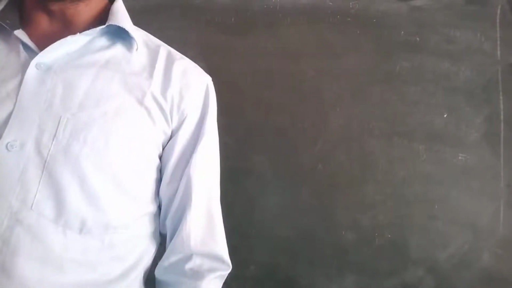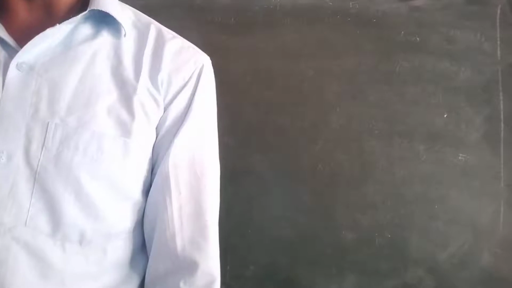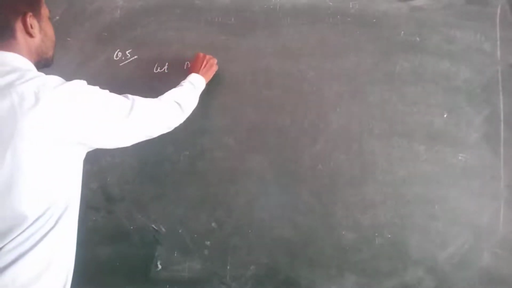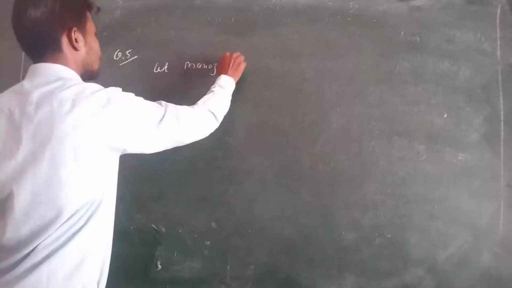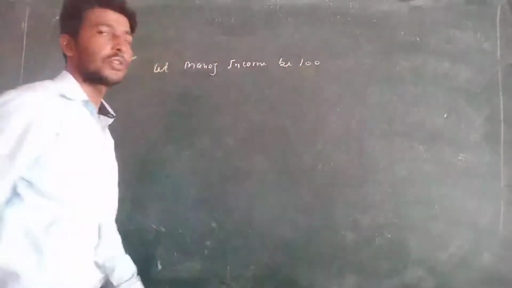Now the next question is 5, a very interesting question. Manoj's income increased by 20% and then decreased by 20%. So what is the total percentage change in Manoj's income? You don't know the actual income of Manoj, so you will let Manoj's income be 100.